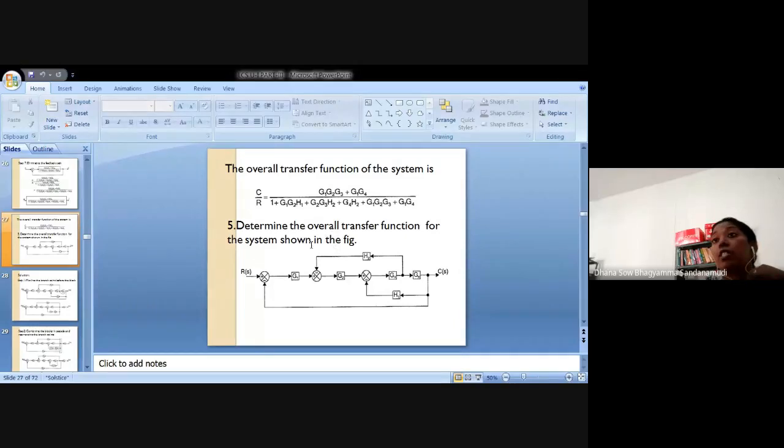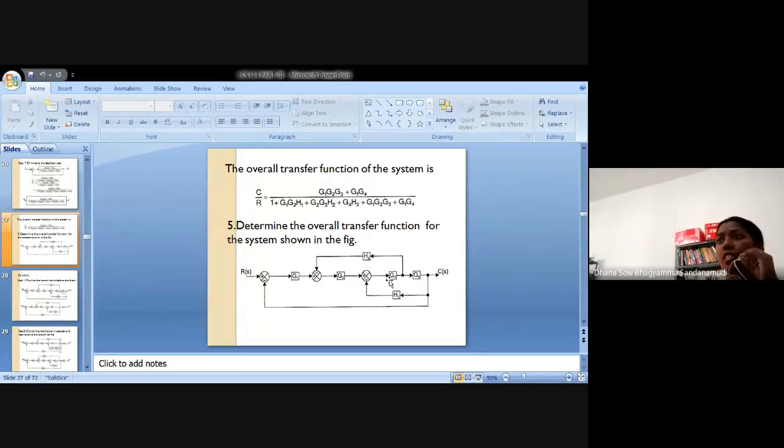Next problem. If you see here, we have to determine the overall transfer function for this system. R of S is the input and C of S is the output. As soon as a block diagram is given to us, we must search for cascade blocks. If you observe here, there are no cascade blocks.